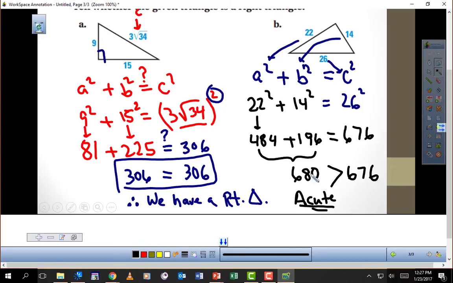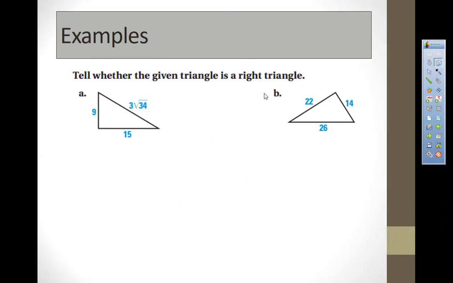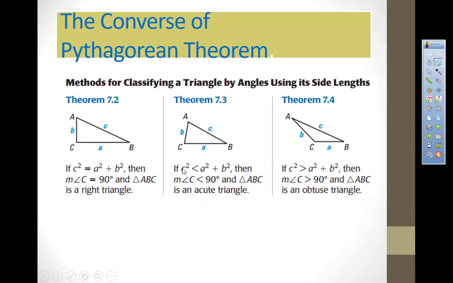Let's go back. Now this side was the c squared, right? The c squared is the smaller side, right? This side over here was the a squared and the b squared, right? We were adding those. And the c squared is smaller. So let's go back to our theorem. If the c squared is smaller, and that's what we have right here, and a squared plus b squared is bigger, then we have the acute triangle. There you have it. Hallelujah, right?